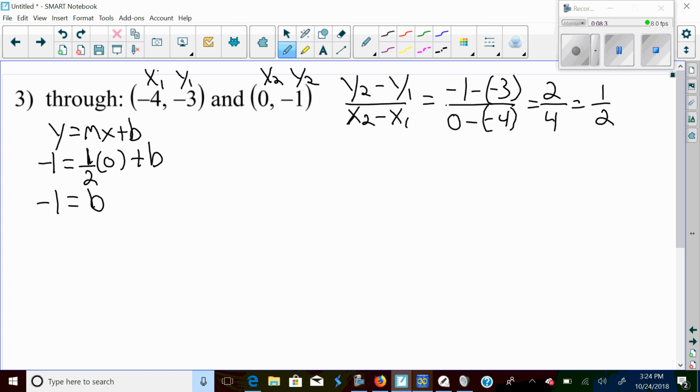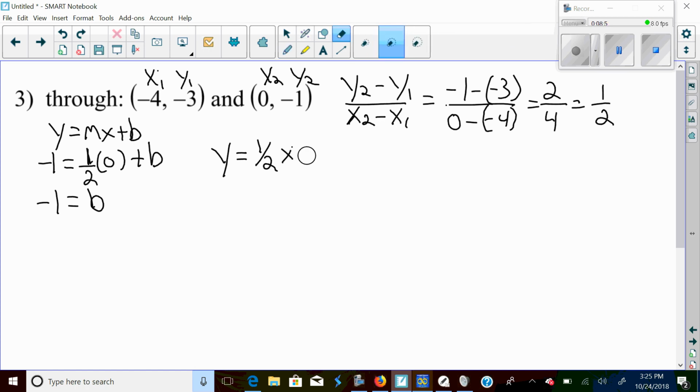Simple enough. Now I'm going to go ahead and write out my equation. y is equal to my slope, 1/2, x plus -1. Just going to make that just -1. And that's my equation.